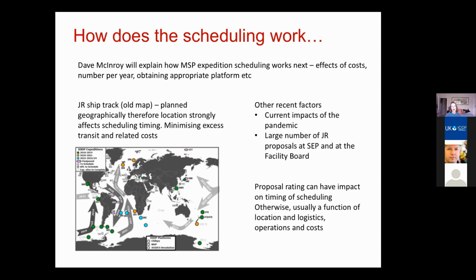Other recent factors, obviously the impacts of the pandemic, are a factor for scheduling. And we also do have a very large number of JR high-resolution proposals, both at the SET panel and at the JR Facility Board. That's why you might have noticed that for the coming deadline in April, there will be no new proposals for the JR that can be submitted, because we really have a large number. That's partly driven by the pandemic delays, but also because we did get a lot of proposals in the last couple of years, which is great, but it means we're a bit overwhelmed as a system. So the rating that the proposal gets can have an impact on the timing of the scheduling, but otherwise it's usually a function of locational logistics, operations and costs.